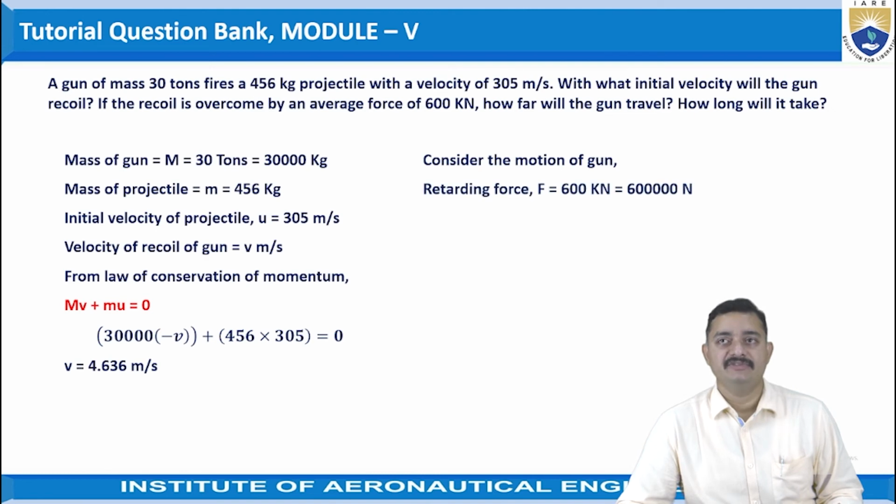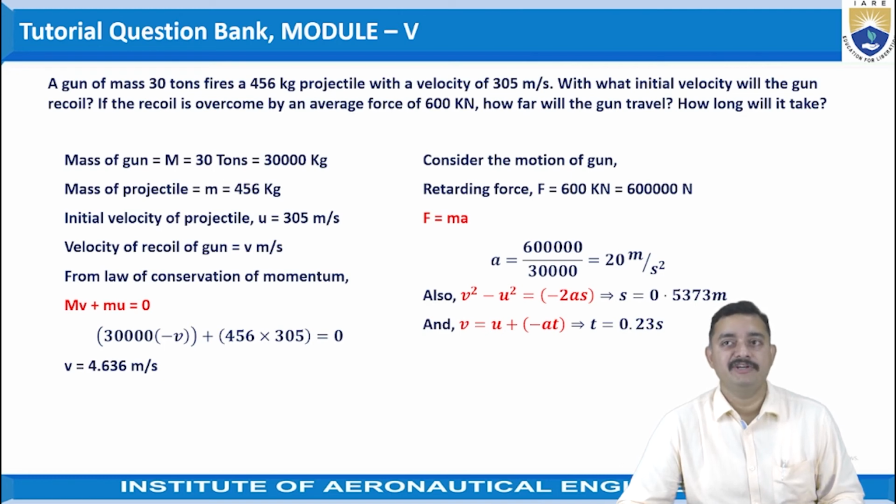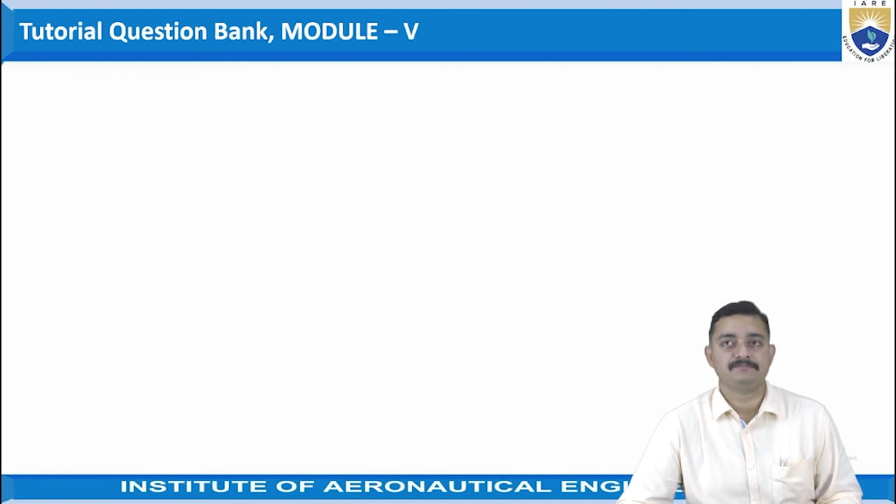Now consider the motion of the gun. The retarding force F can be taken as 600 kilonewtons, that is 6 lakh newtons. Hence F is equal to ma. We can substitute the values, and acceleration a can be taken as 20 meters per second square. So also we know that v square minus u square is equal to minus 2as, as it is traveling in the opposite direction. That will give the value of s as 0.5373 meters. And v is equal to u plus at. From this you can get the value of t as 0.23 seconds.